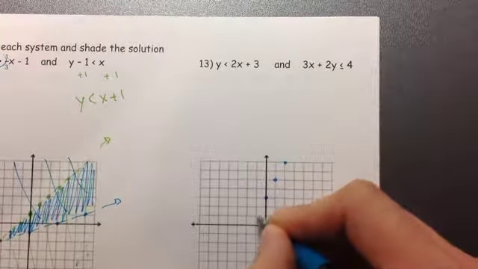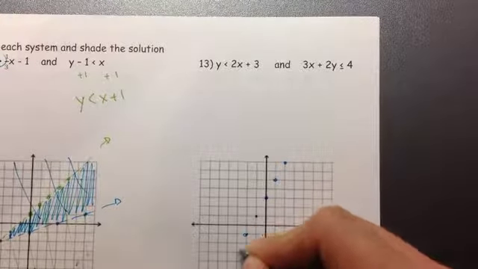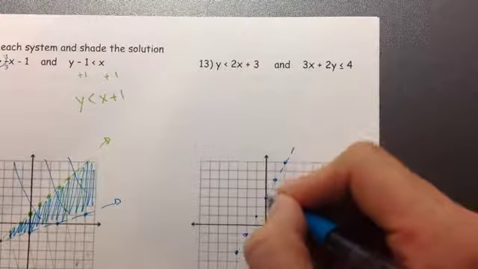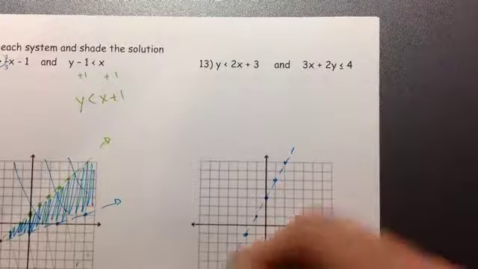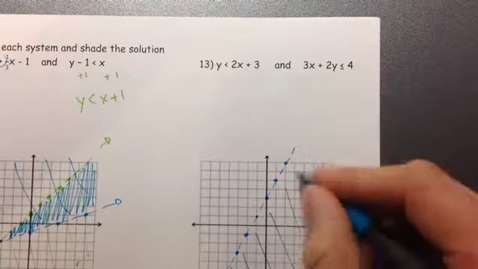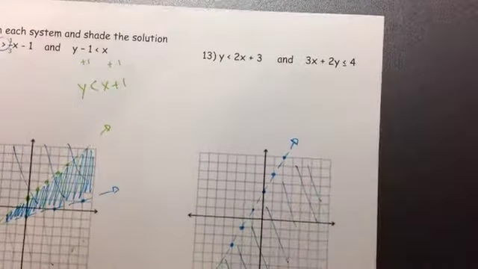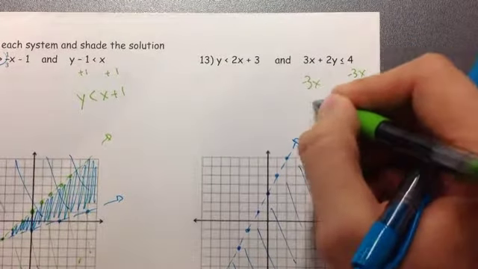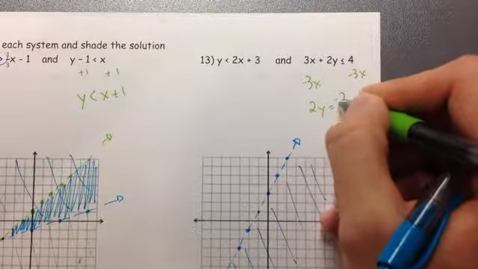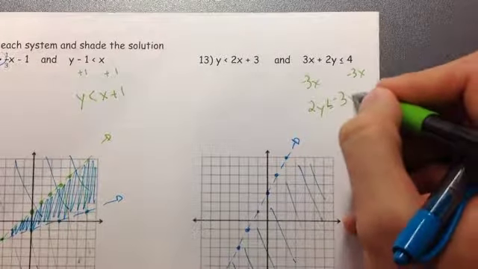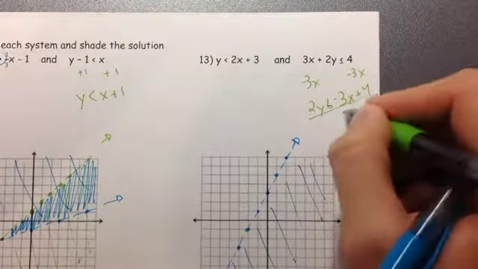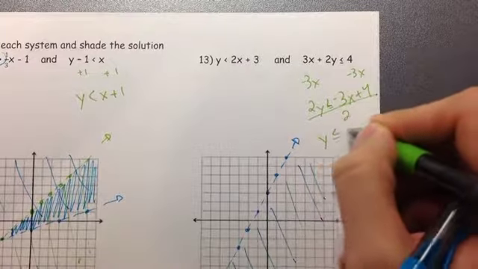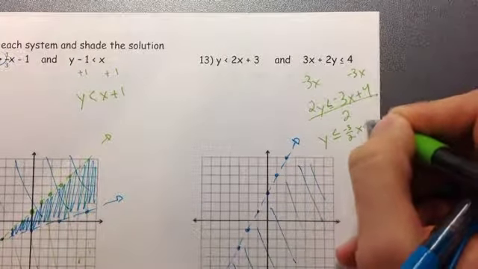This one, intercept of 3, slope of 2. Get ourselves some nice points here. Get a dotted line. I want to be less than this line. And then on this one, got to pull that 3x from both sides. 2y is equal to negative 3x. 2y really is less than or equal to negative 3x plus 4. Pull that 2 off of both sides. Y is less than or equal to negative 3 over 2x plus 2.